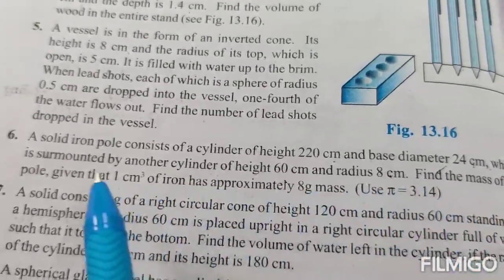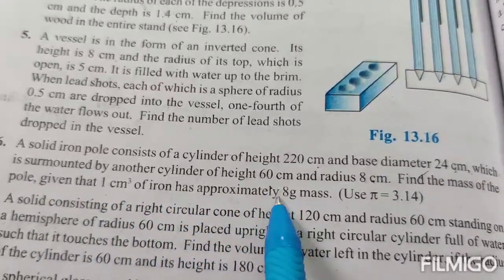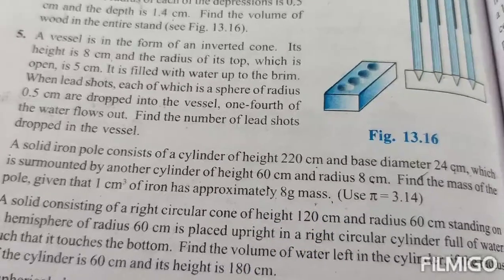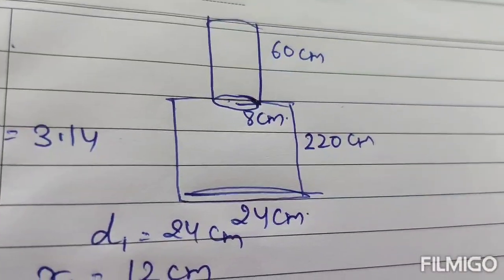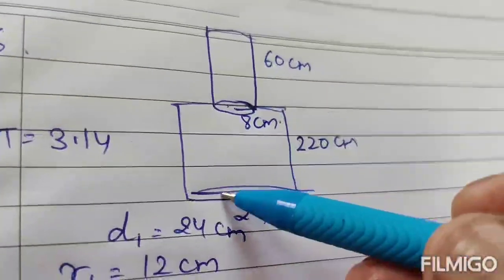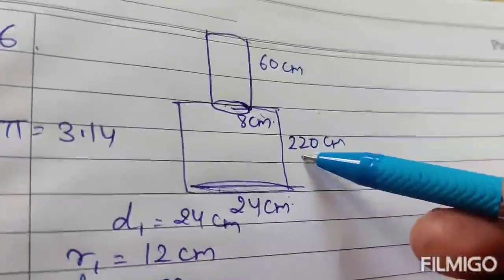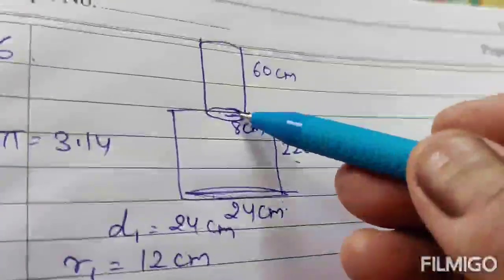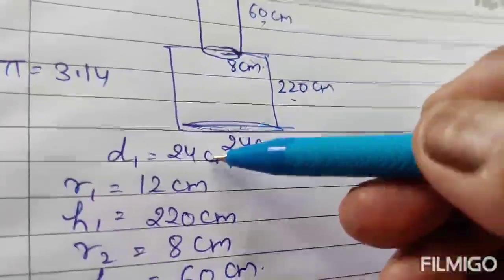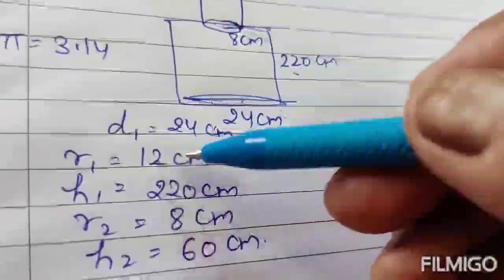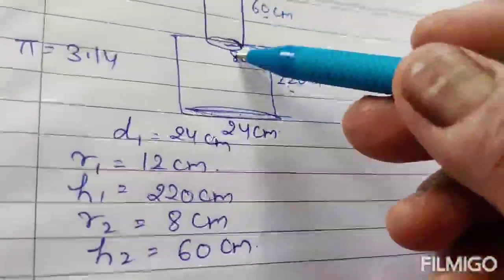Find the mass of the pole given that 1 centimeter cube of iron has approximately 8 gram mass, and use pi equal to 3.14. This is the figure of question number 6. Two iron poles. The diameter is 24 cm, height is 220 cm, and the other radius is 8 cm and height 60 cm. The diameter D1 equal to 24, the radius R1 equal to 12 cm, H1 is 220, and R2 is 8, and H2 is 60.